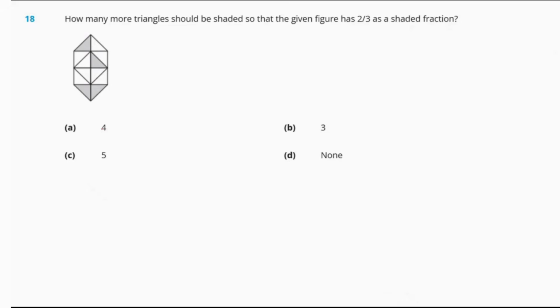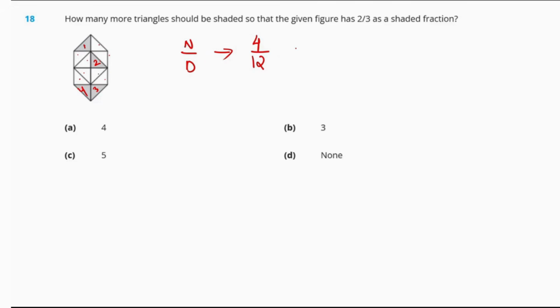Now the next question is, how many more triangles should be shaded so that the given figure has 2/3 as a shaded fraction? First of all, let us try to write the actual shaded fraction of the figure. For the denominator, we will count the total number of triangles, right? The total number of triangles will be 1, 2, 3, 4, 5, 6, 7, 8, 9, 10, 11, and 12. So this will be our denominator. Now, for the numerator, we will count the actual number of shaded triangles. So it is 1, 2, 3, and 4, right?